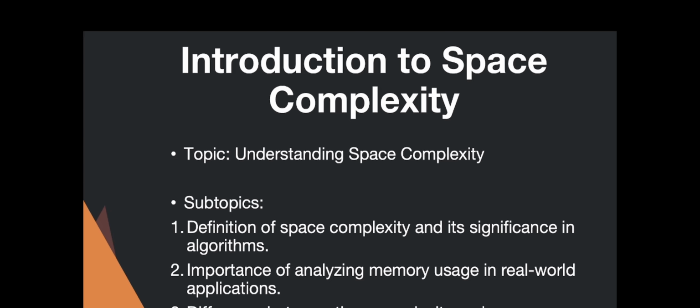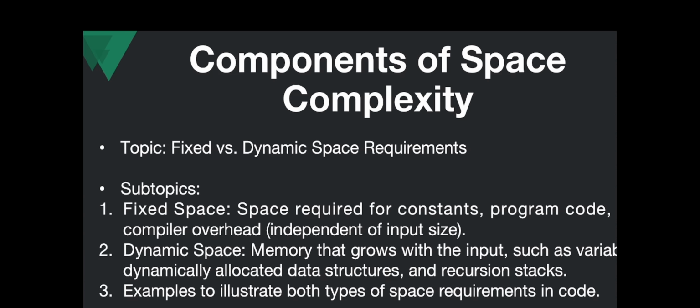Space complexity can be broken down into two main parts: fixed and dynamic requirements. Fixed space is memory that doesn't depend on the input size, things like constants or the code itself. Dynamic space, on the other hand, depends on the input size and includes variables, dynamic data structures, and recursion stacks. This distinction is crucial because it helps us estimate an algorithm's total memory needs more accurately.